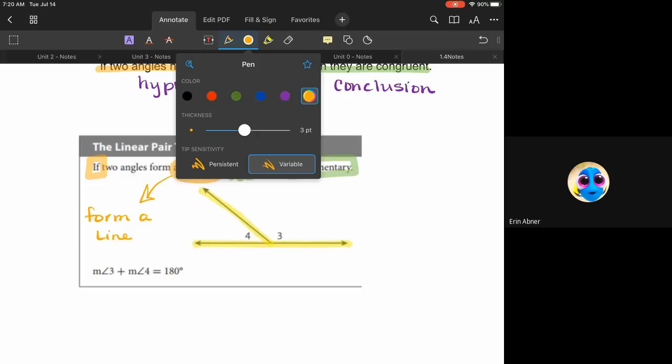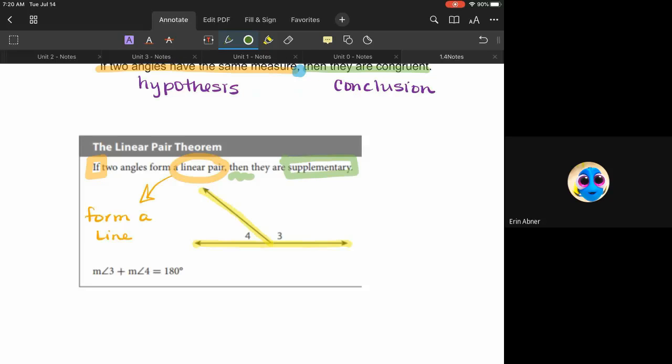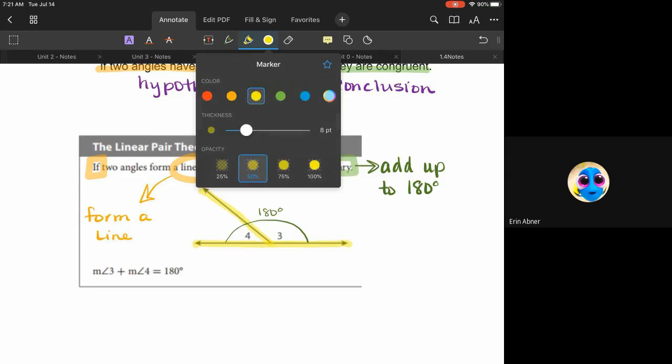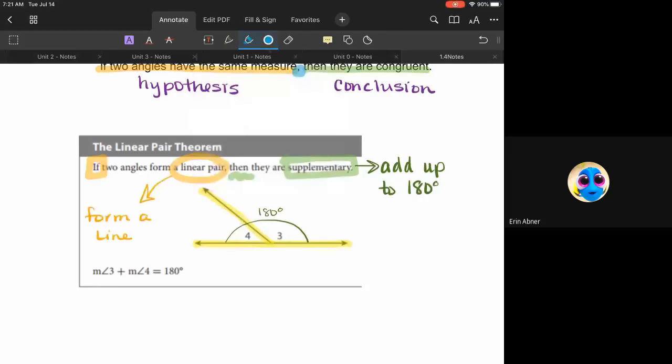Well, supplementary means they add up to 180 degrees. So that means this plus this is 180. This is what it looks like mathematically.